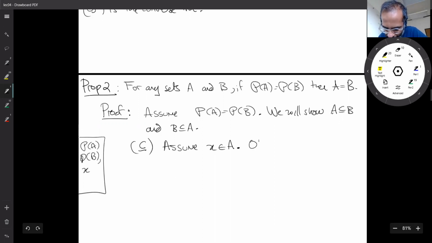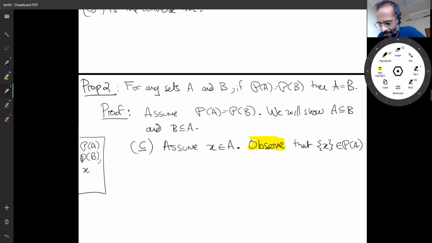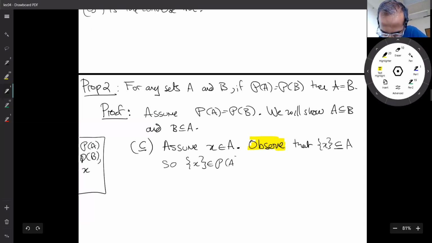So assume x is in A. So now observe. Observe is used to indicate that you're doing something a little bit thoughtful. Observe that the set containing x is an element of the power set of A. That's because of the definition of the power set of A, right? The set containing x is a subset of it. Or maybe I'll just add one more step. Observe that the set containing x is a subset of A. So it's an element of the power set of A. But now by the assumption, what can I say about this? By the assumption, this set containing x is an element of the power set of B.